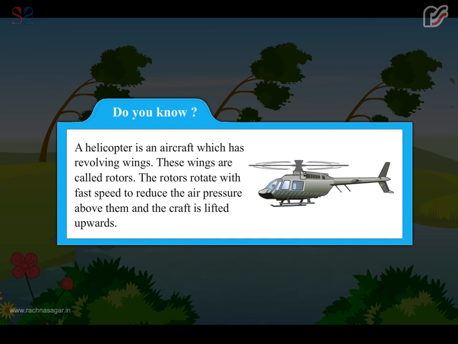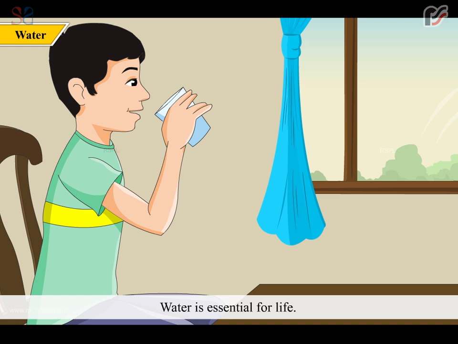Do you know? A helicopter is an aircraft which has revolving wings. These wings are called rotors. The rotors rotate with fast speed to reduce the air pressure above them, and the craft is lifted upwards.